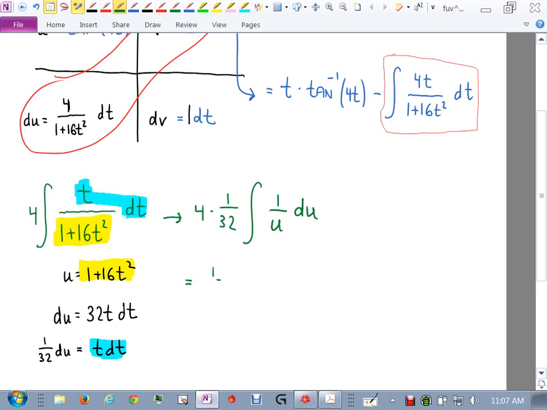So I have 1/8 is my constant. Now I'm going to take the antiderivative, natural log. Do I need the absolute value here? Well, what's u going to be when I plug it back in? 1 plus 16, that's always positive, right? So I won't use it. So 1/8 natural log 1 plus 16t squared plus a constant. Questions? We're not done. I need to put it all together, but any questions on this part of it?